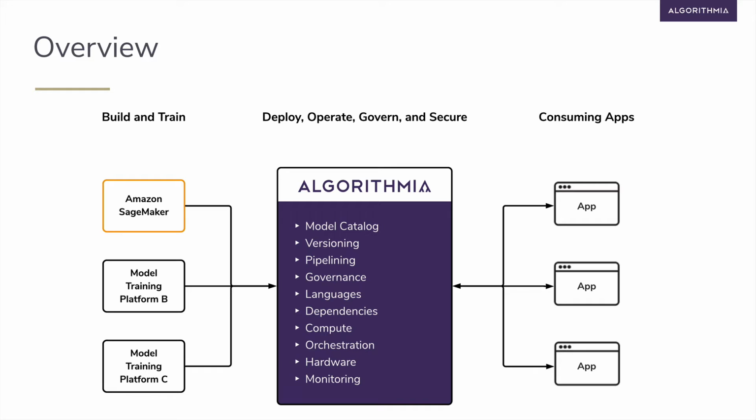deploy it to Algorithmia. Algorithmia is going to handle creating a REST API, registering it in a model catalog, and putting in place all of the infrastructure, security, and scalability to make sure that your model runs as expected in production. And on the right side of this diagram, you'll see consuming applications such as websites, mobile applications, or dashboards that are all calling your deployed models from your model catalog.